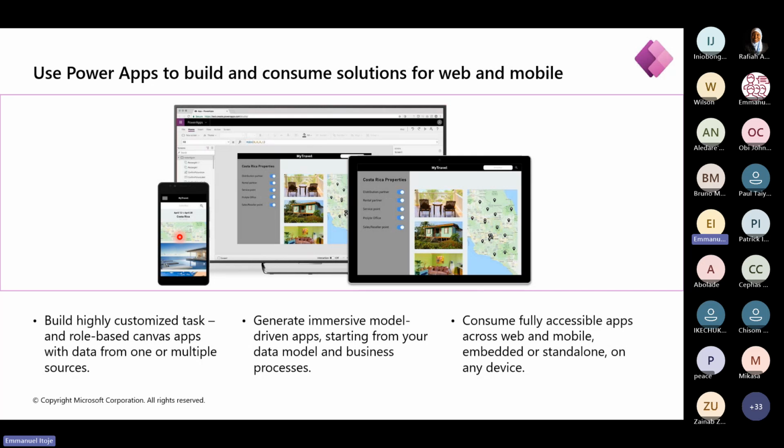You can build highly customized, pixel-perfect, role-based canvas apps with data from one or multiple sources. All you just need to do is connect to a data source. You can connect to one data source, or you can even use multiple data sources. And you can also generate an immersive model-driven app. So for Power Apps, there are two types of apps.